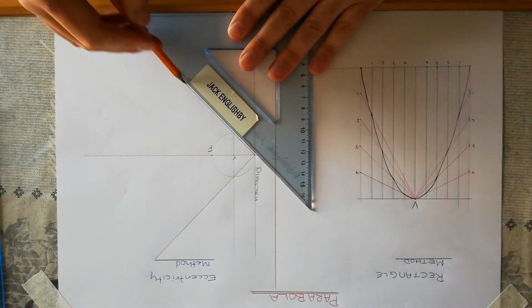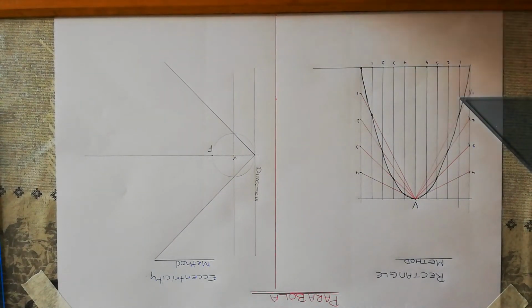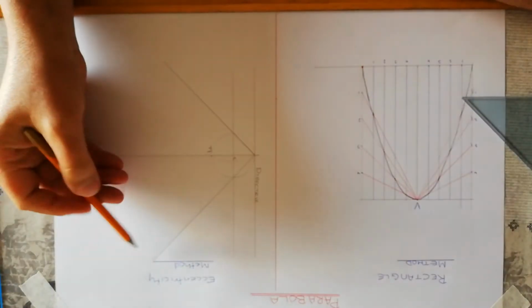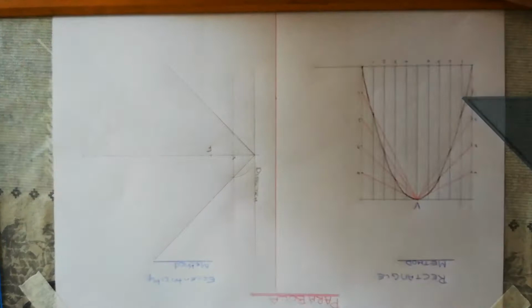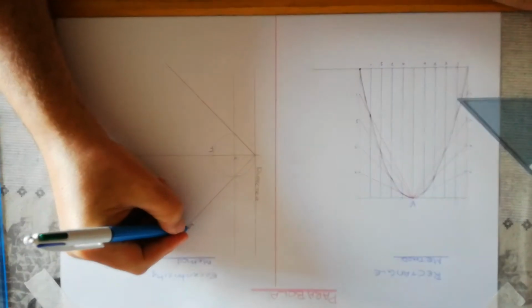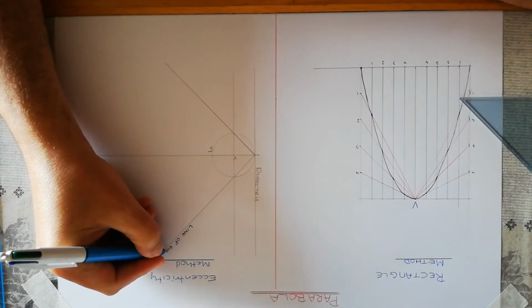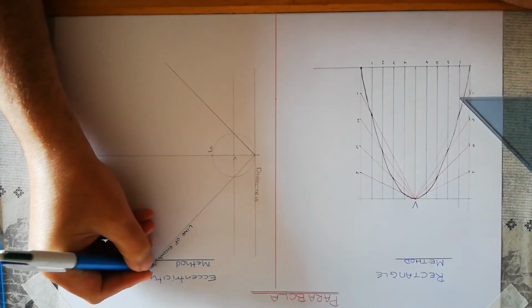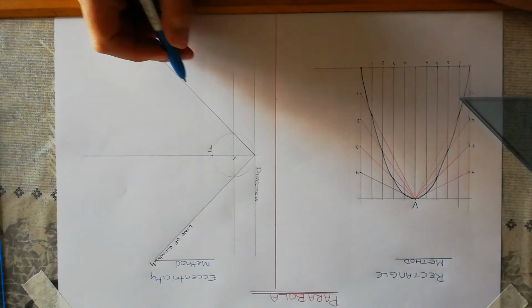Now, from here, right, this is called our line of eccentricity. So I'm going to call that our line of eccentricity. Okay, and this here is also the line of eccentricity down here.